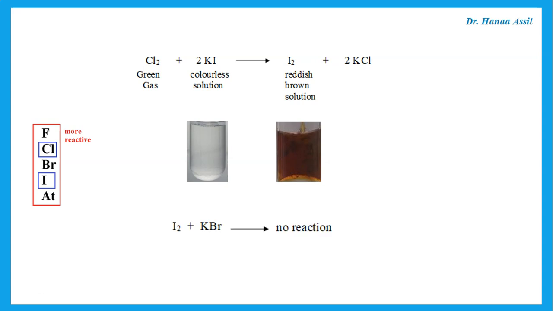But remember, the one below, the one that is less reactive, cannot displace anything above it. So if we say iodine plus potassium bromide, no reaction, because iodine is less reactive than bromine and would not displace it.